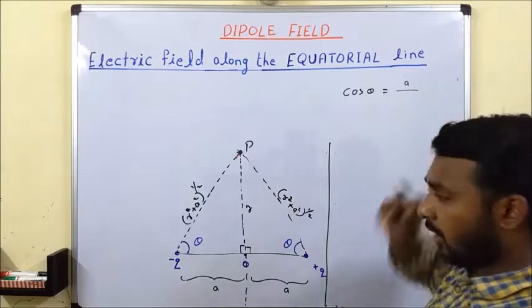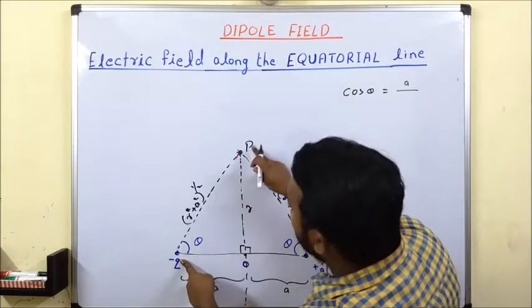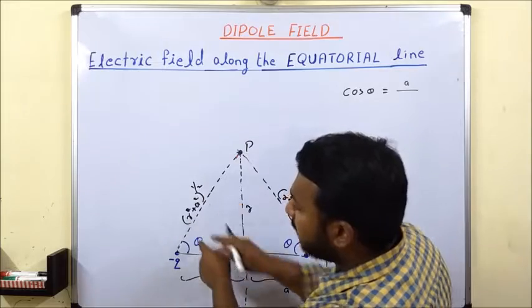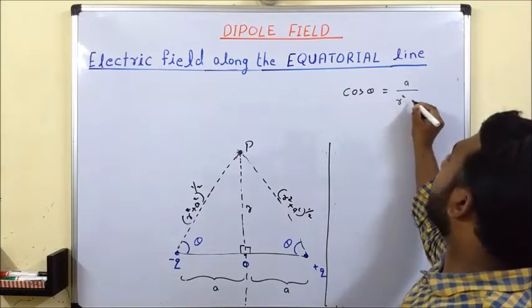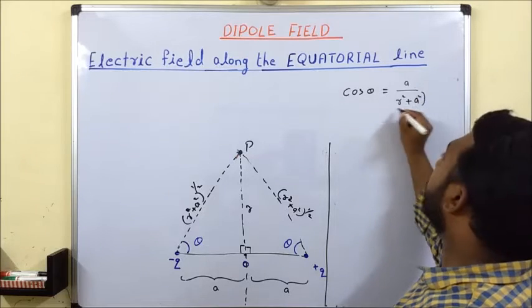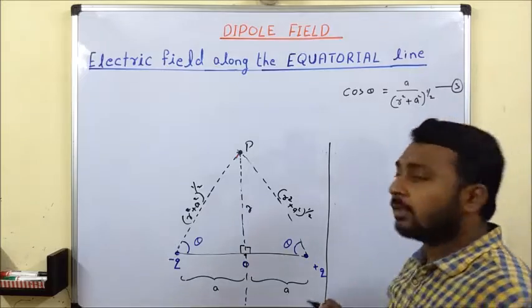A divided by the hypotenuse. What is the hypotenuse? The distance between minus Q and the point P. What is it? It is under root R square plus A square. So it is R square plus A square under root. Equation number 3. Okay.